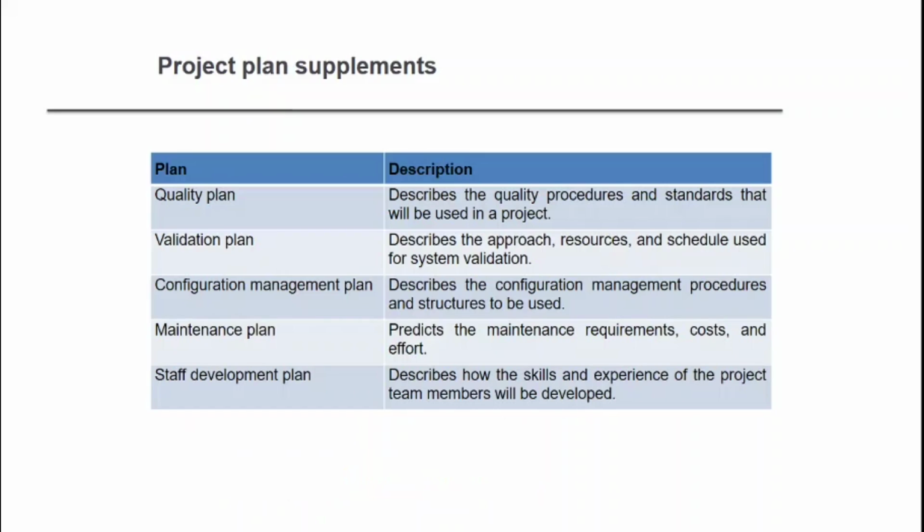And you can see the project plan supplements. What are the project plan supplements? In that you have a quality plan, validation plan, configuration management plan, maintenance plan, and staff development plan. The quality plan describes the quality procedures and standards that will be used in the project. Something like in a company, you can see CMM level 1, CMM level 2, CMM level 3. So which procedure or which standards have to be maintained for the particular project has to be considered.